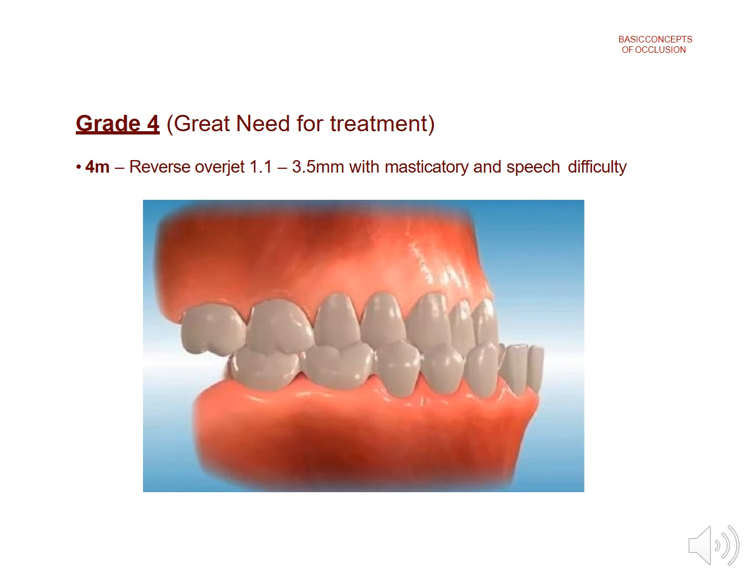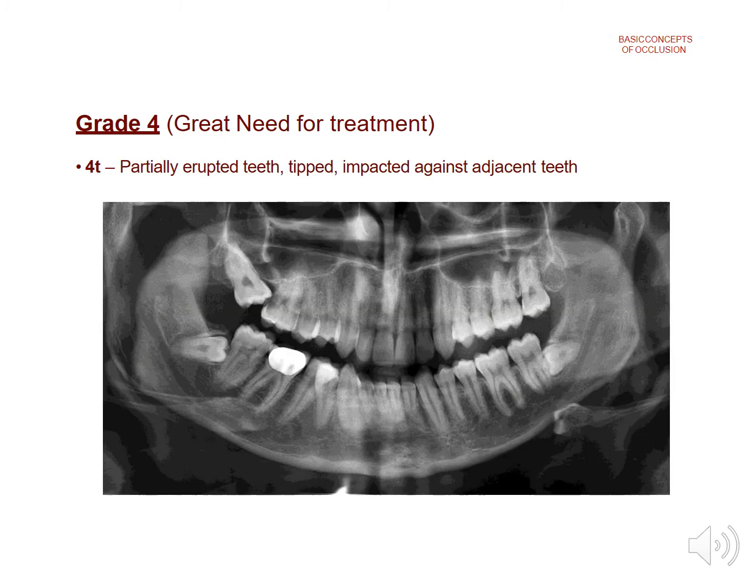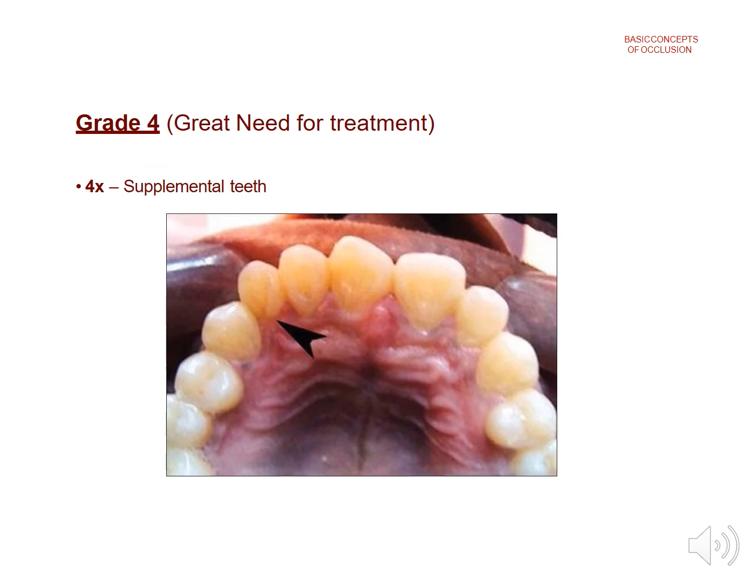4M, okay, is different from 4B just now. 4M is reverse overjet 1.1 to 3.5 mm with masticatory and speech difficulty. This is 4T, partially erupted teeth, tip and impacted against adjacent teeth. This is very easy. 4T is only in grade 4. Another one is 4X, supplemental teeth. You can see in this photo, the patient has one extra lateral incisor. Okay.